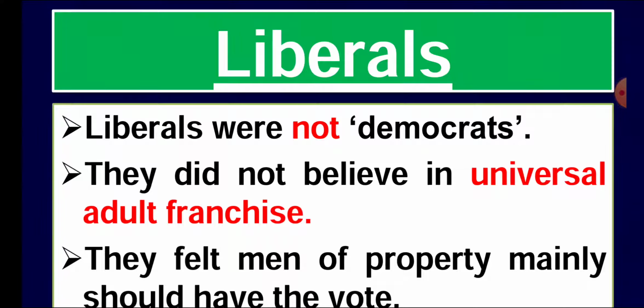Liberals believed that property means men, those who are having property, or the rich people, only they must be given right to vote. They were not in favor of right to vote to poor people. That is why we can't say them Democrats. I hope that liberals terminology is clear to everyone. Meanwhile, they wanted to bring change in society, but not completely.